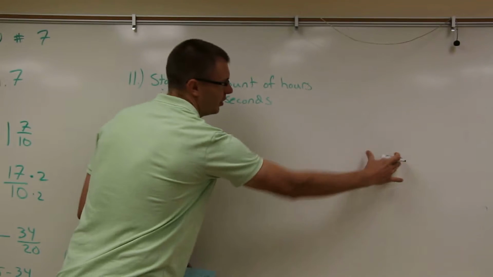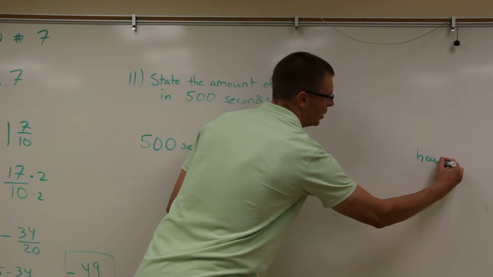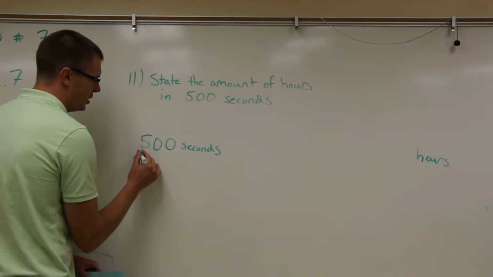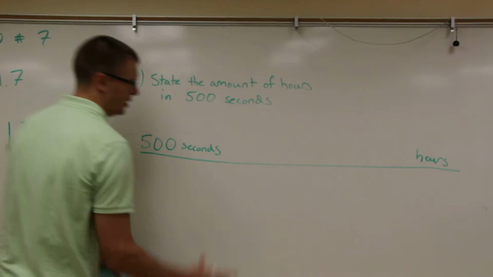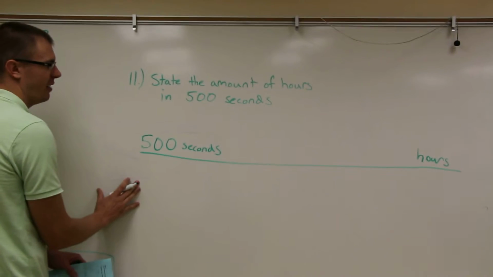So now over here, I'm going to write down what I want to know. I want to know how many hours. I don't know how many hours are in 500 seconds. I'm going to build a bridge from what I know to what I want to know. In this bridge, we're going to put some conversions here to get me there. So I'm starting with 500 seconds.